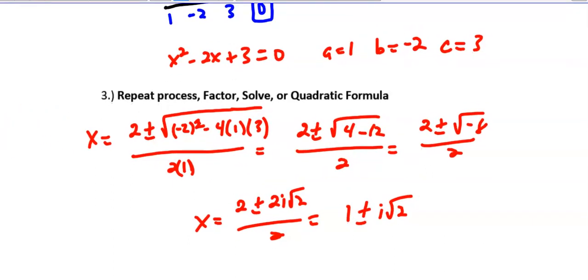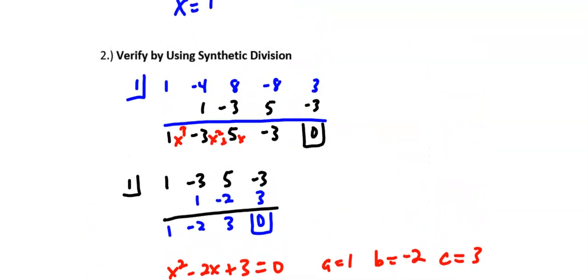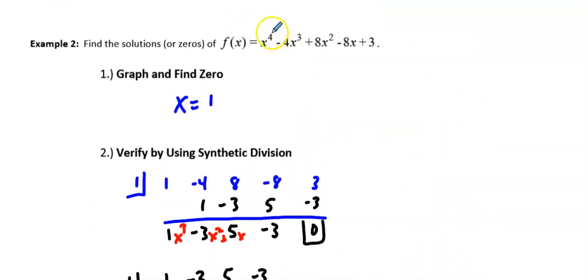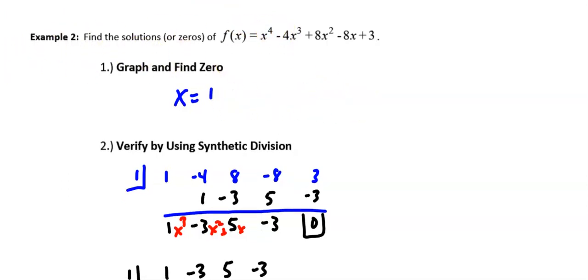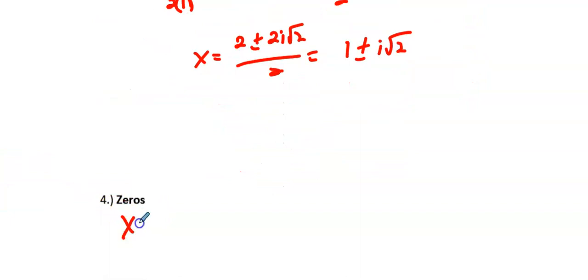So again, we're going to have a total of 4 zeros based upon our fundamental theorem of algebra, because our degree is 4. So we had a double root at 1, so that counts twice. So x is equal to 1, and we verified it using synthetic. That's a double root, and we also have 1 plus or minus i square root of 2. So there are other 2, which are imaginary, for a total of 4.